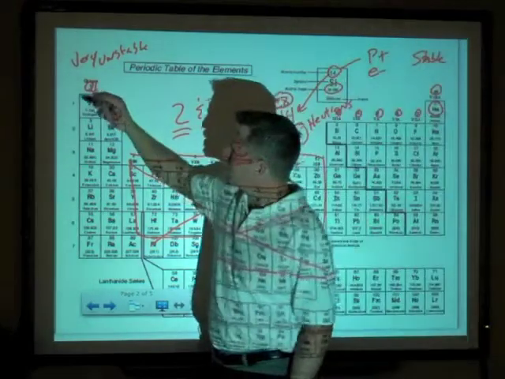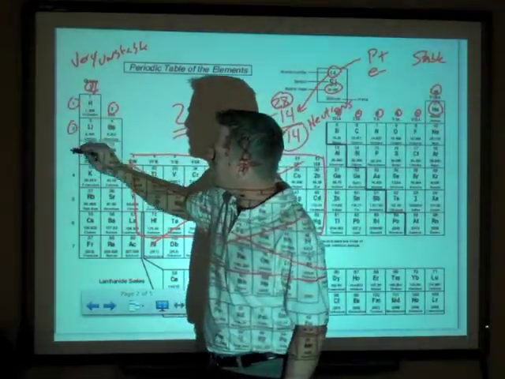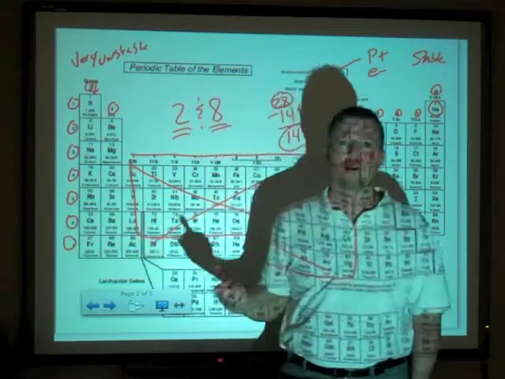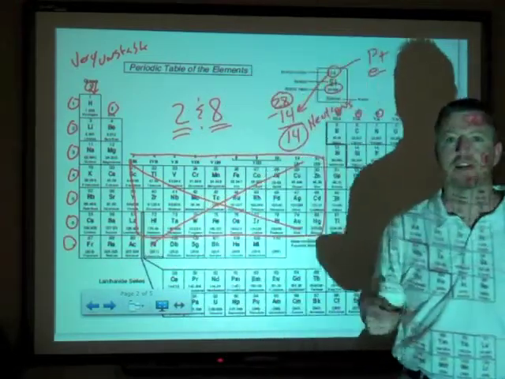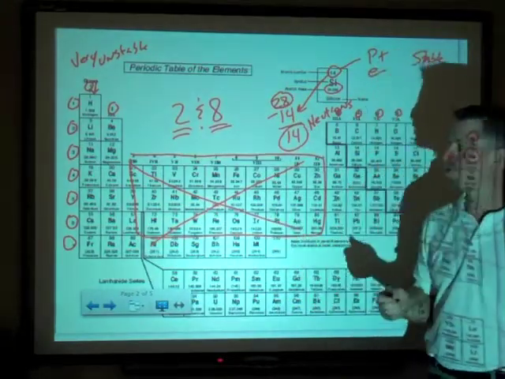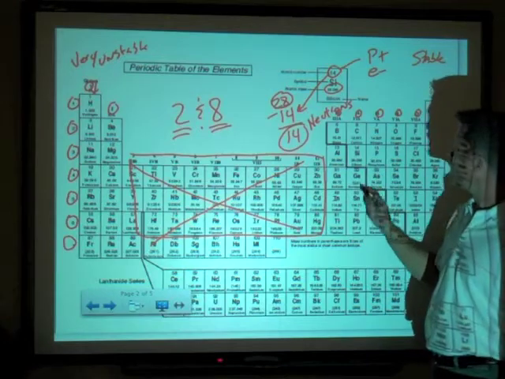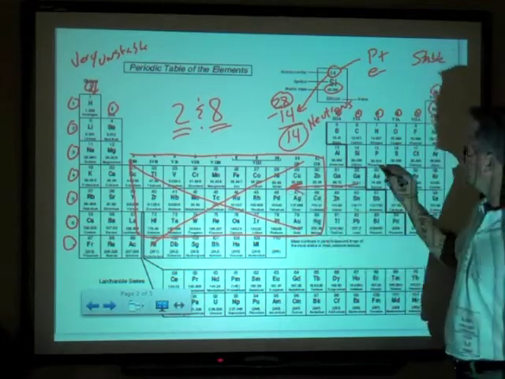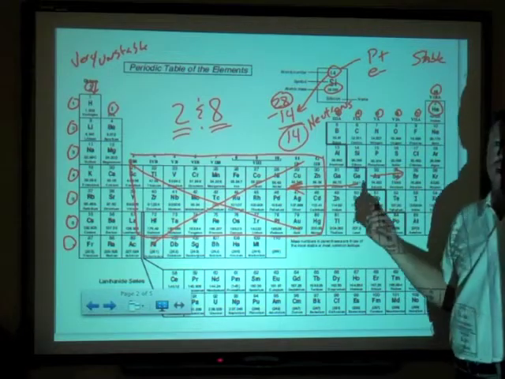Okay, now back to what we just said. Period 1, period 2, period 3, 4, 5, 6, and 7. Those period numbers tell me how many rings will be around that nucleus. So that will make more sense here in just a minute as we move on. Now remember, everything to the left-hand side of this zigzag line are metals. Everything to the right of the zigzag line are non-metals.